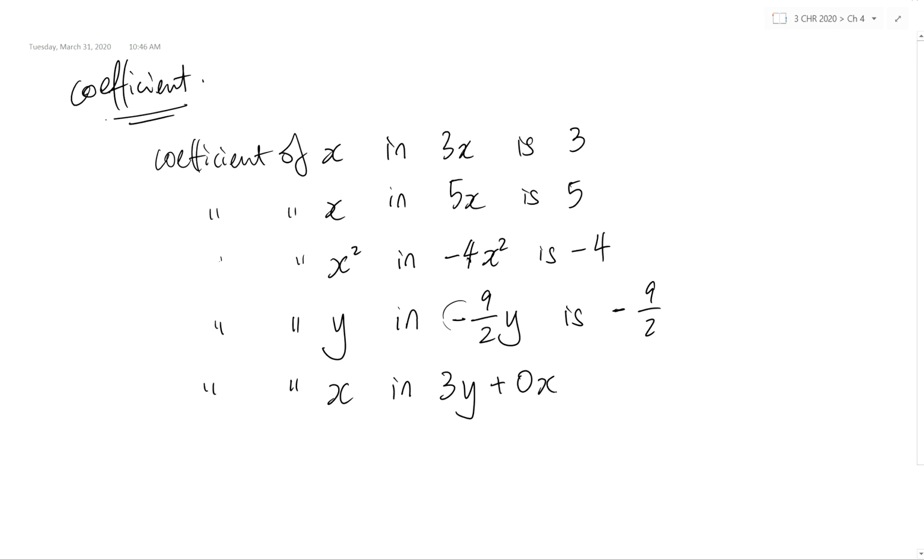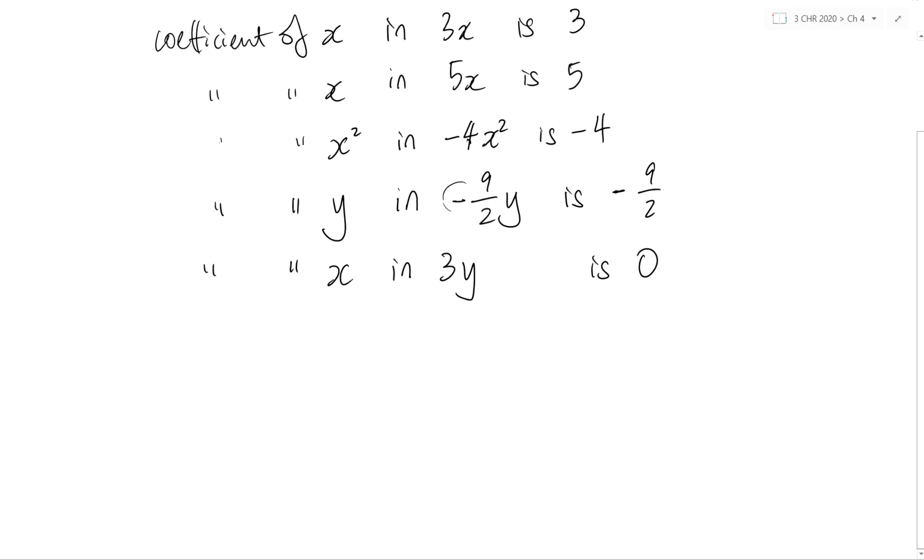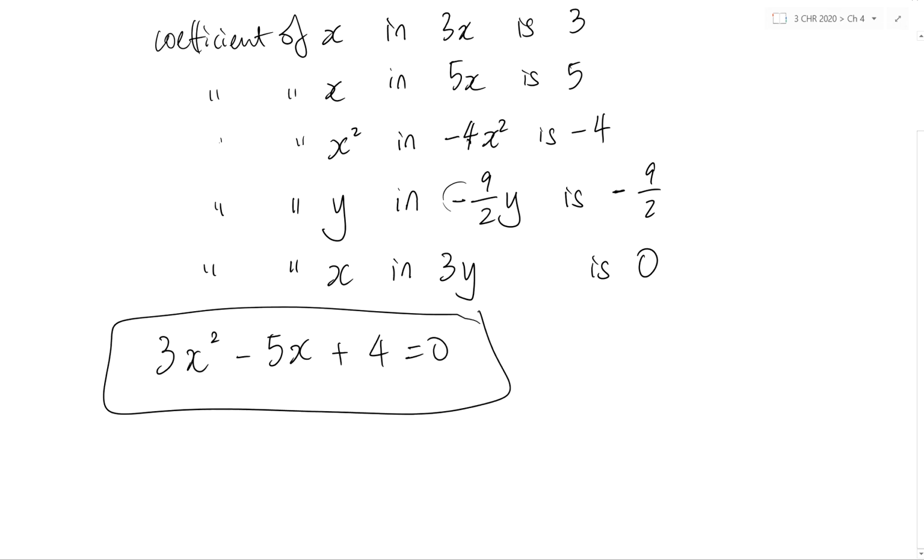Now what is the coefficient of x over here? 0. Okay? So later on we will see how this works. So the coefficient of x in 3y is actually 0. Okay? Now let's make things a little more complicated. 3x squared minus 5x plus 4 equals 0. This is an equation. I have a left hand side, I have a right hand side, I have an equal sign.